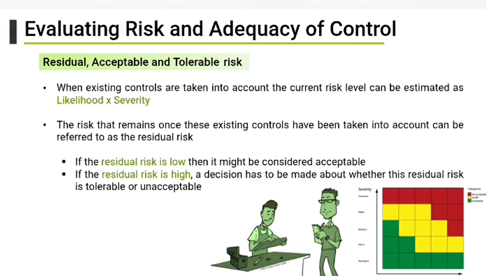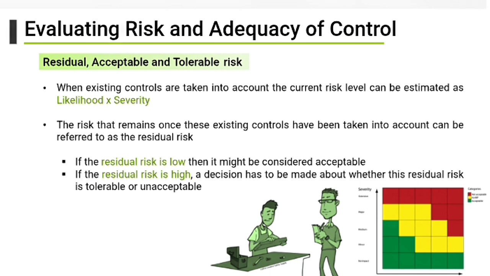Residual risk. After considering the effectiveness of existing controls, the remaining level of risk is known as the residual risk. This indicates the potential harm or danger that still exists despite the implemented safety measures. Acceptable risk. If the residual risk is determined to be at a low level, it may be considered acceptable. In this context, acceptable denotes a level of risk that is deemed reasonable and manageable within the parameters of the given context or situation.